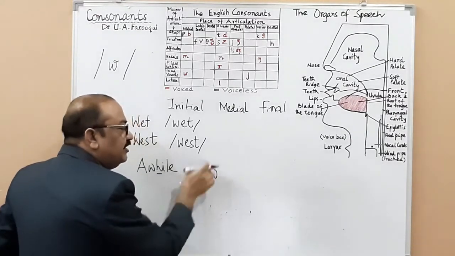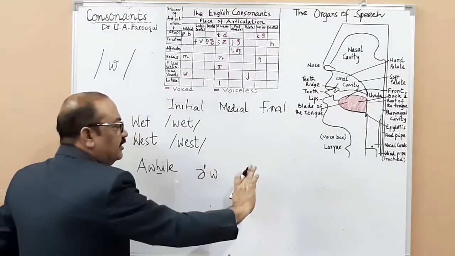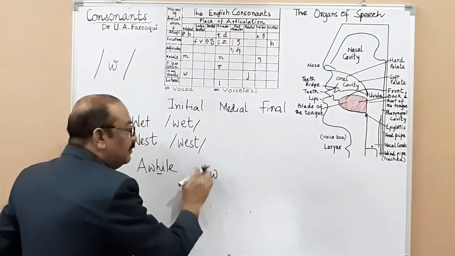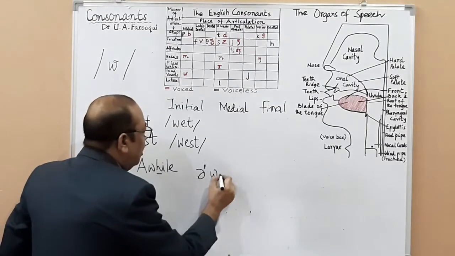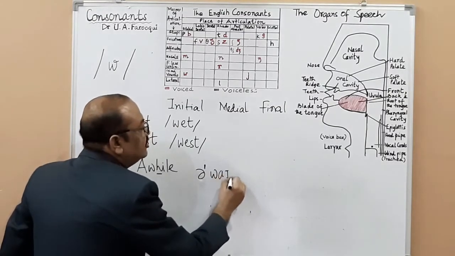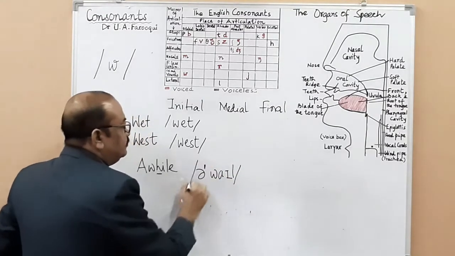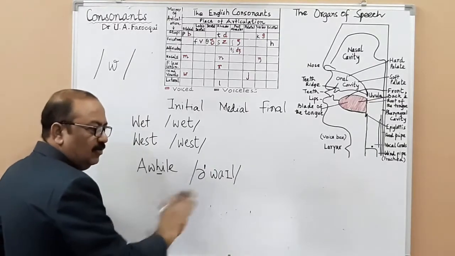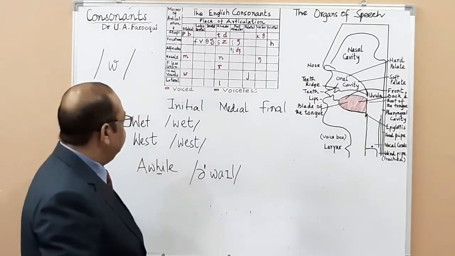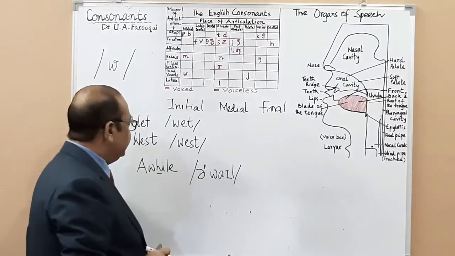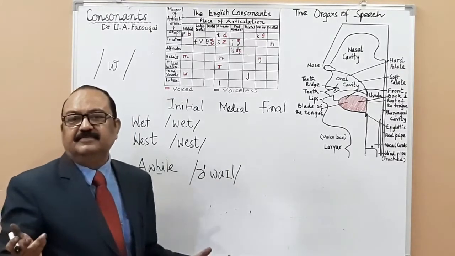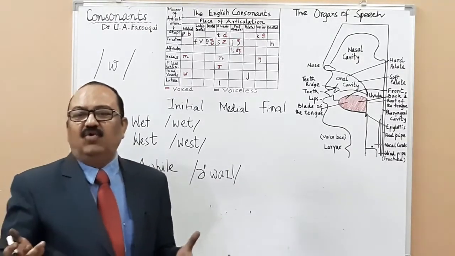Whenever you have schwa in the beginning, you always have the accent on the next syllable. A while. This is how you write it. Now, finally, if I ask you, finally it doesn't occur. The w sound doesn't occur finally.